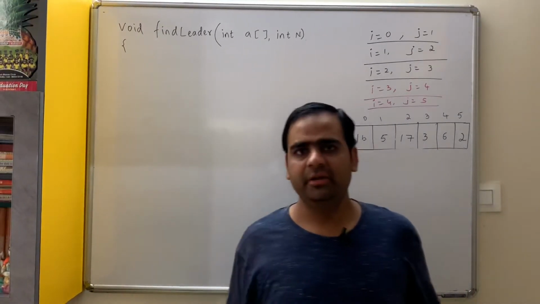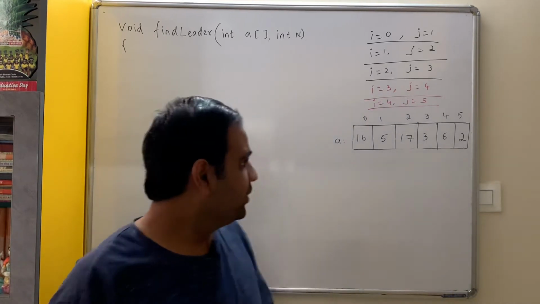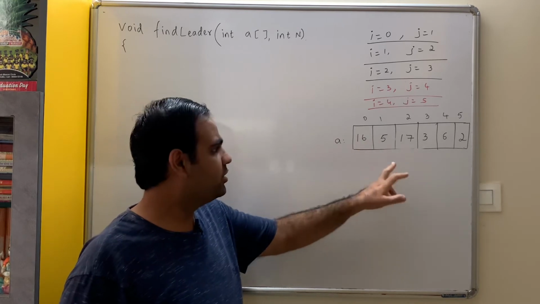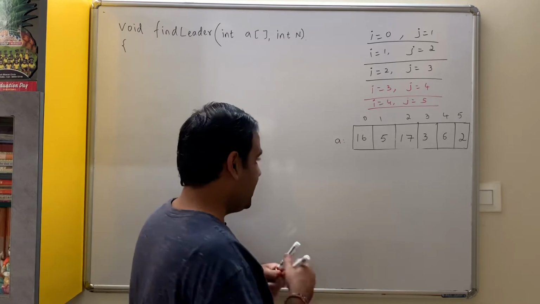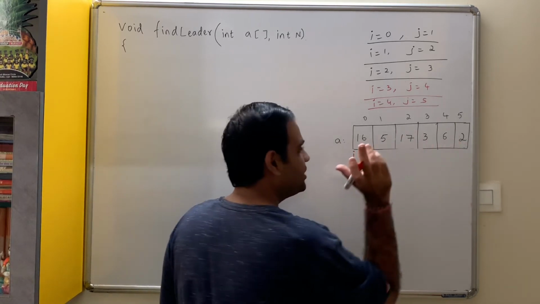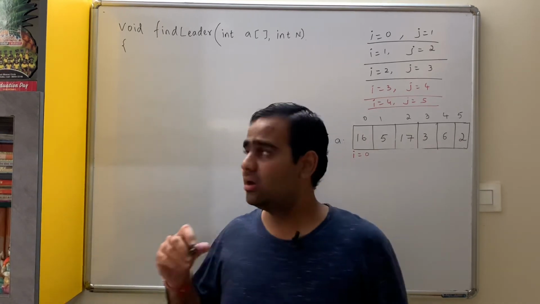Let us write the code for the leaders of an array. Now what we did, we assumed that the first element is the leader. I have somewhat changed this array. We assumed that the first element is the leader, and i begins from 0 till the last element, that is i equal to 5. Hence, how do we write the code here?